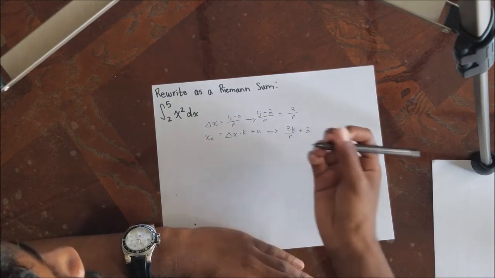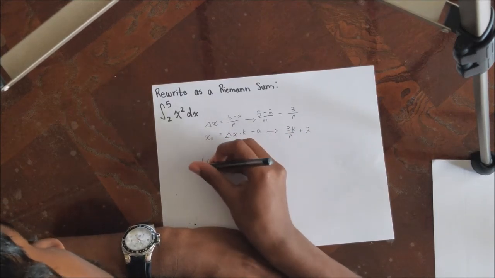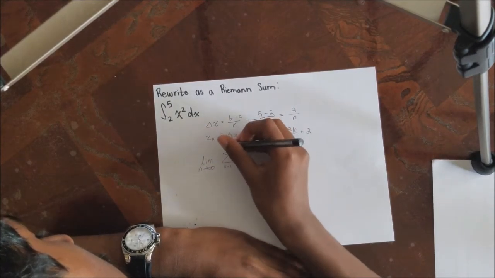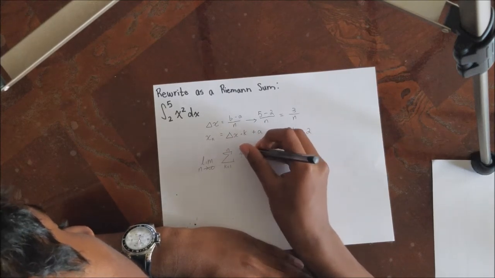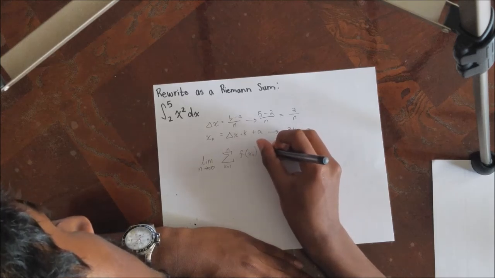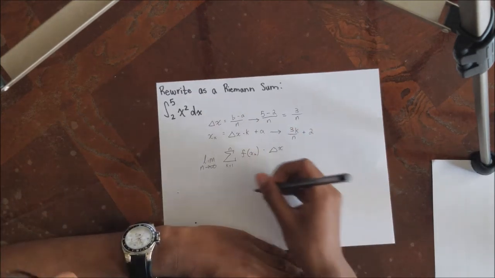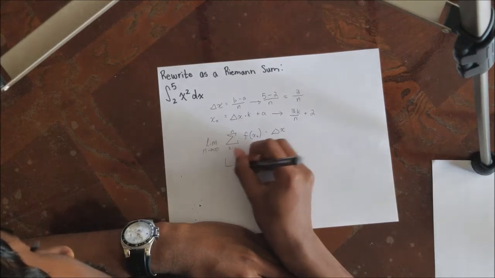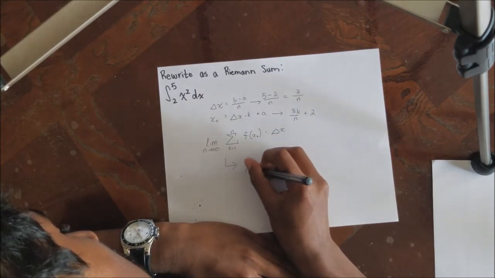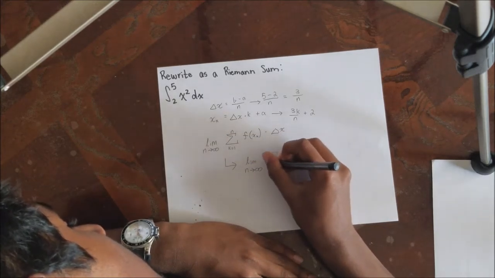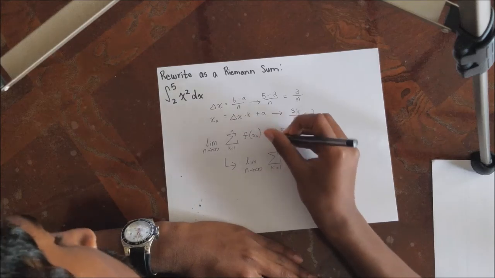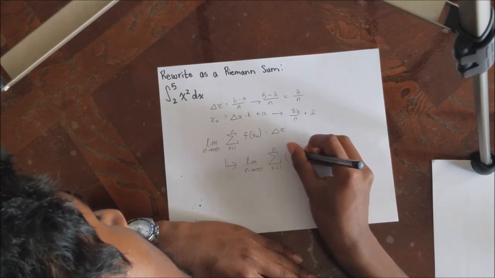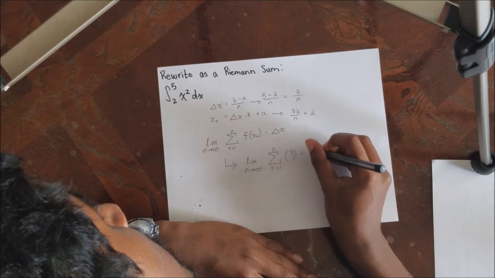Now, generally, to write a Riemann sum notation, you have your limit as n approaches infinity of the sum from k equals 1 up to n, and then you have the function of x sub k times delta x. Substituting all this that we just figured out into this notation, here's what we get. The limit as n approaches infinity, summation sign, k equals 1 to n, and then we substitute our function in, which is (3k over n plus 2) squared.